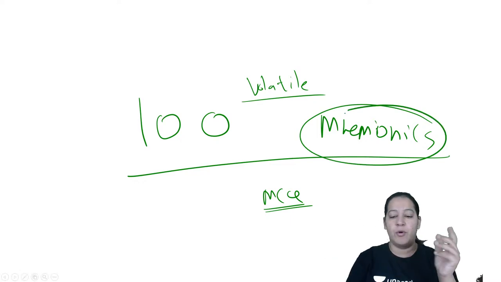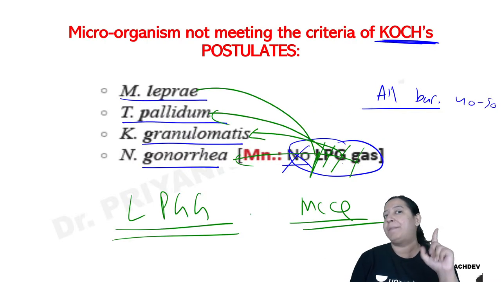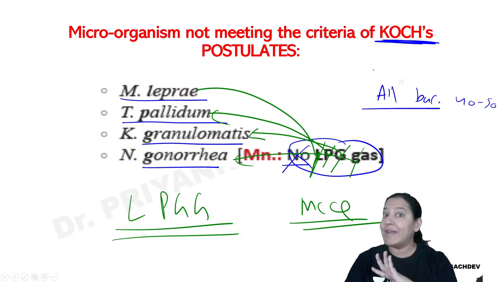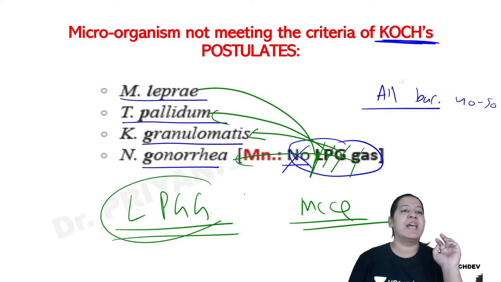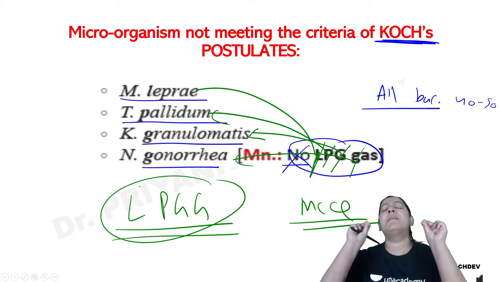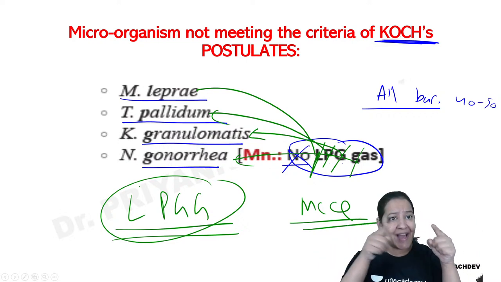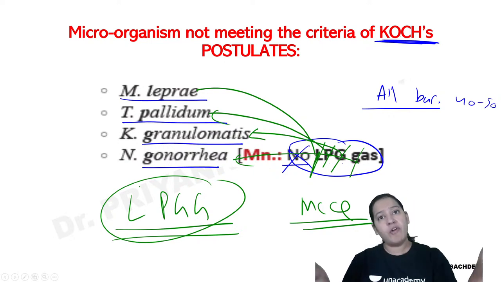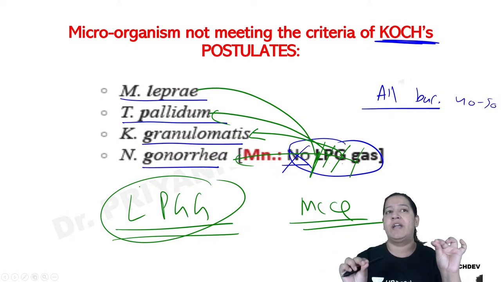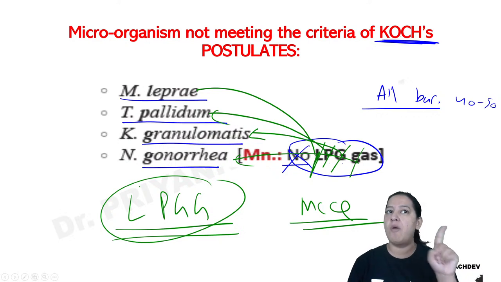So take these mnemonics. First mnemonic, maine aaj ka diya hai, LPG gas. Koch postulate kaun nahi follow karta hai, to LPG gas nahi follow karta hai. Isko chhod ke duniya mein jitne bhi bacteria hai, whatever bacteria is available in the world except these four, all of them follow Koch postulate. So LPG gas, you should know the full form of LPG gas.